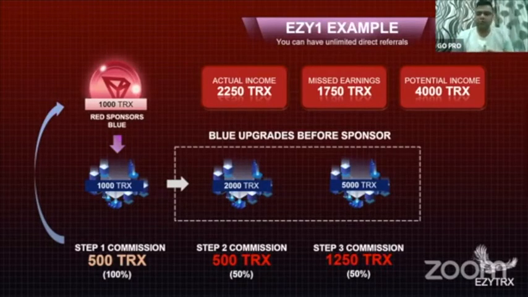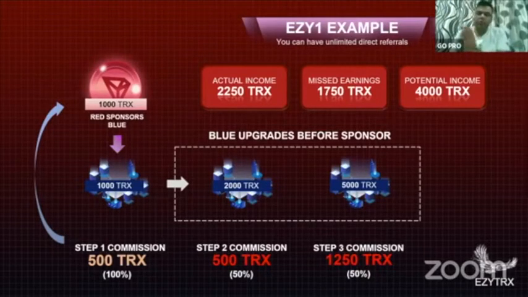Now let's say Mr. Blue has the money, so he goes to the next step. He buys the 2,000 step, but Mr. Red doesn't have the cash, so he doesn't. Now in this scenario, you should have actually got paid 1,000 Tron, but because you don't have that step, you only receive half, which is 500. And the remaining 500 get passed over to somebody above you that has purchased that second step.